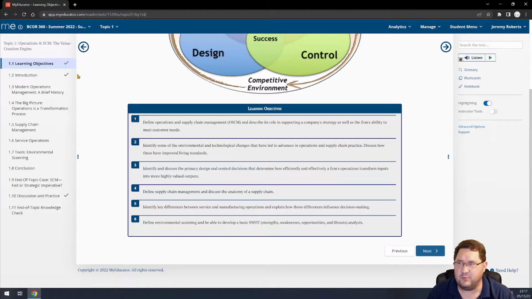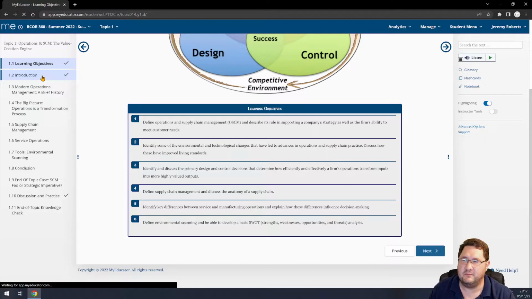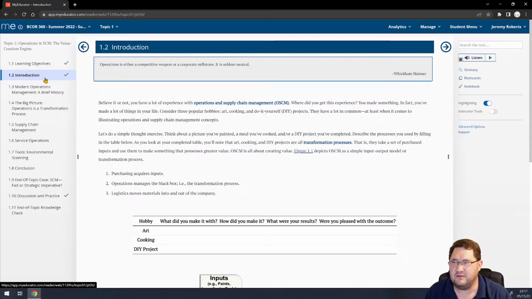I want to point out, see these little check marks? Don't worry if you can't get every section to have a little check mark. The developers that coded the textbook software, some of it works, some of it doesn't. They basically appear after you've been on each section a certain amount of time. So if they don't appear, don't worry about it. Just make sure you read the material. Learning objectives, you can read on your own.